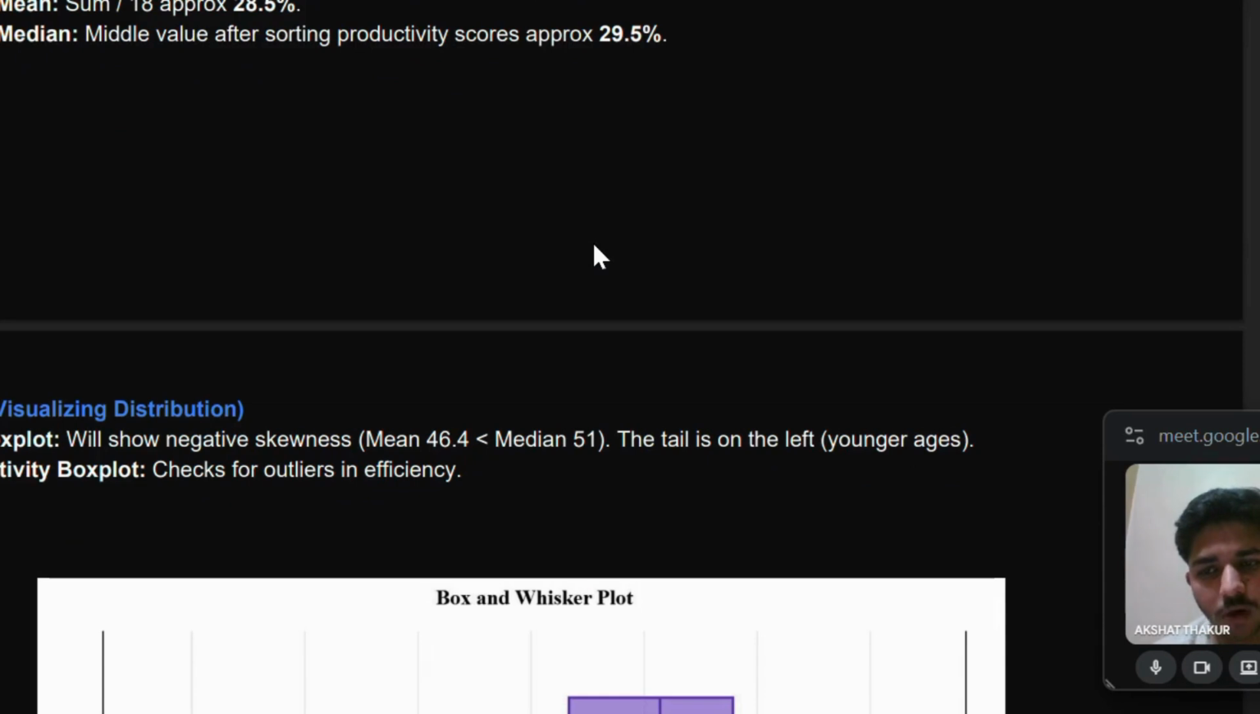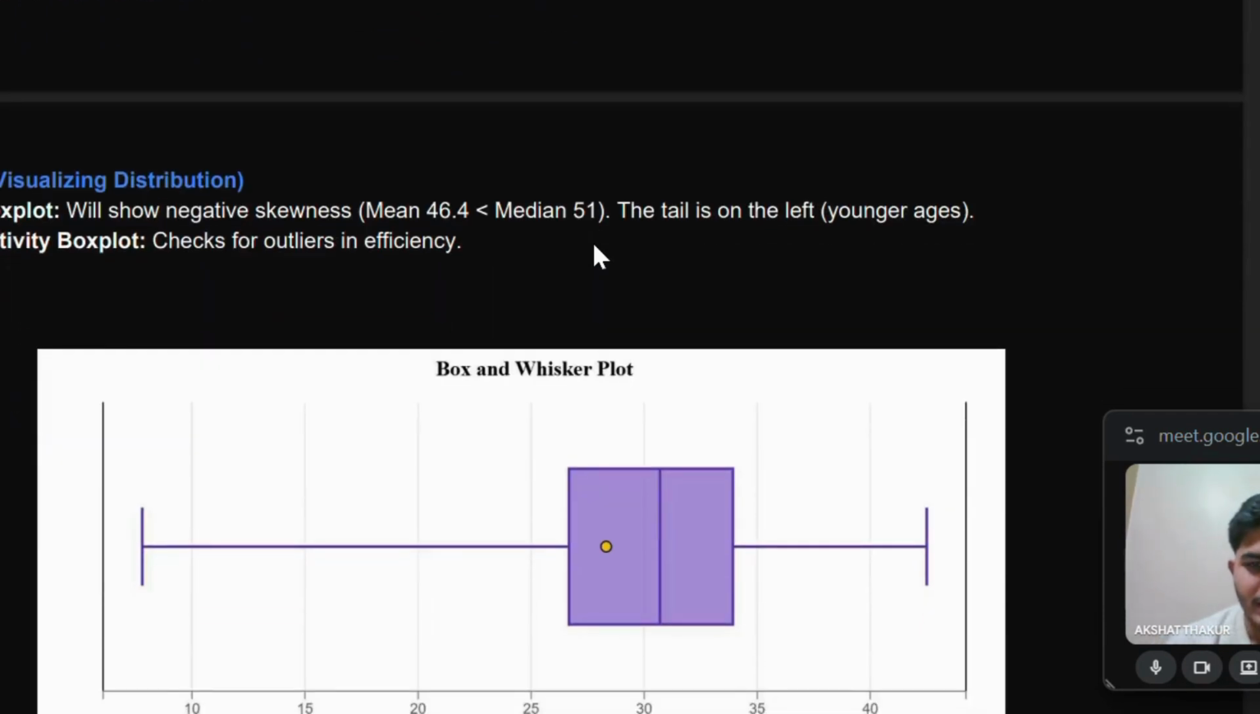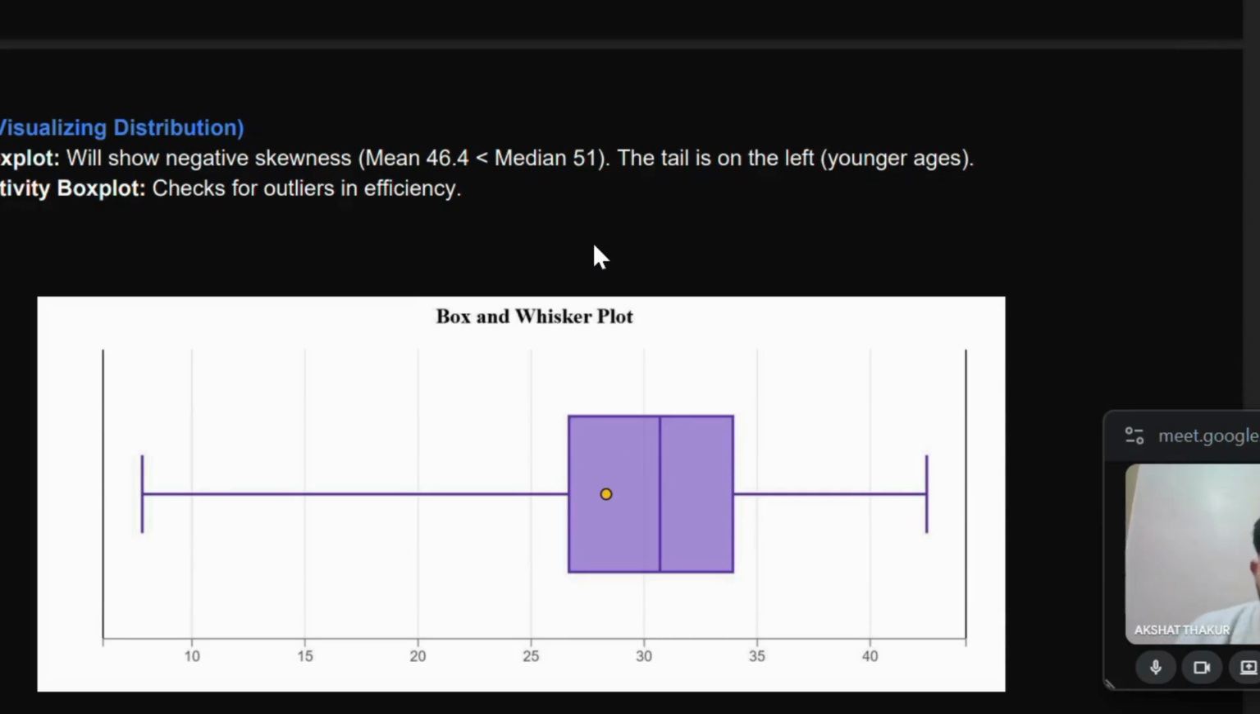Now we'll plot the box plot. So basically, the average age box plot will show negative skewness, mean 46.4 less than median. The tail is on the left, toward younger ages. Productivity box plot, check for outliers in efficiency. So this is our box plot.